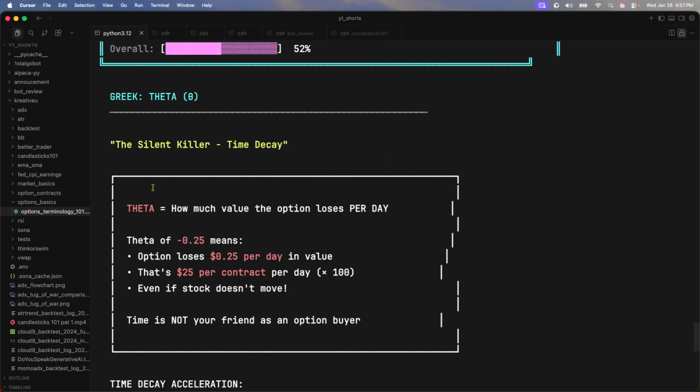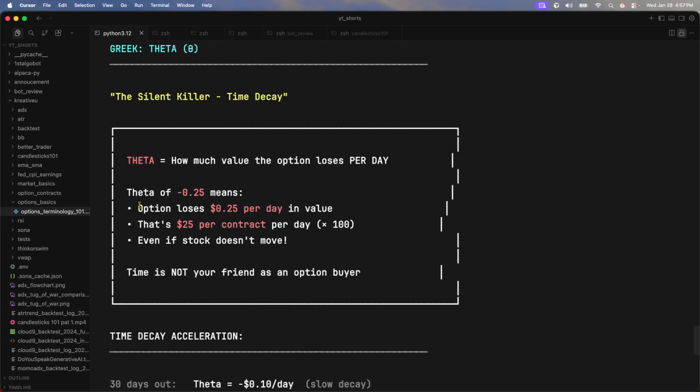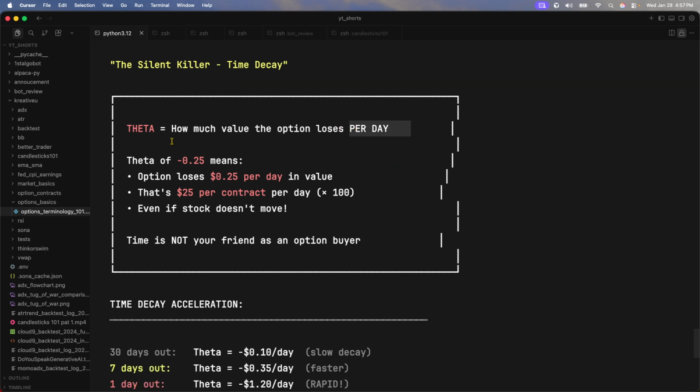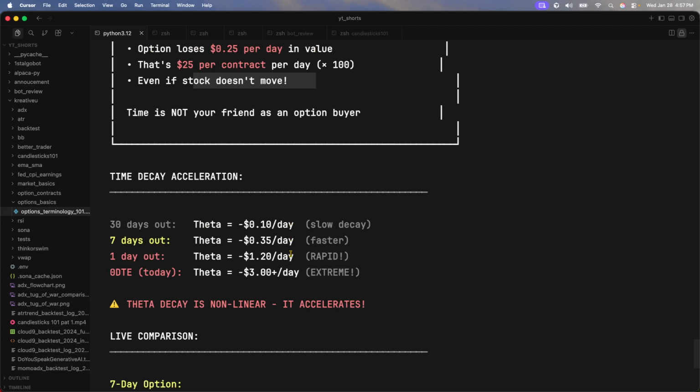So we have theta. Theta is the silent killer. This is time decay. So theta is how much value your option loses per day. So theta of negative 0.05 means that every day your option loses $25. And that's $25 per contract, even if the stock doesn't move. Time is not your friend as an option buyer.